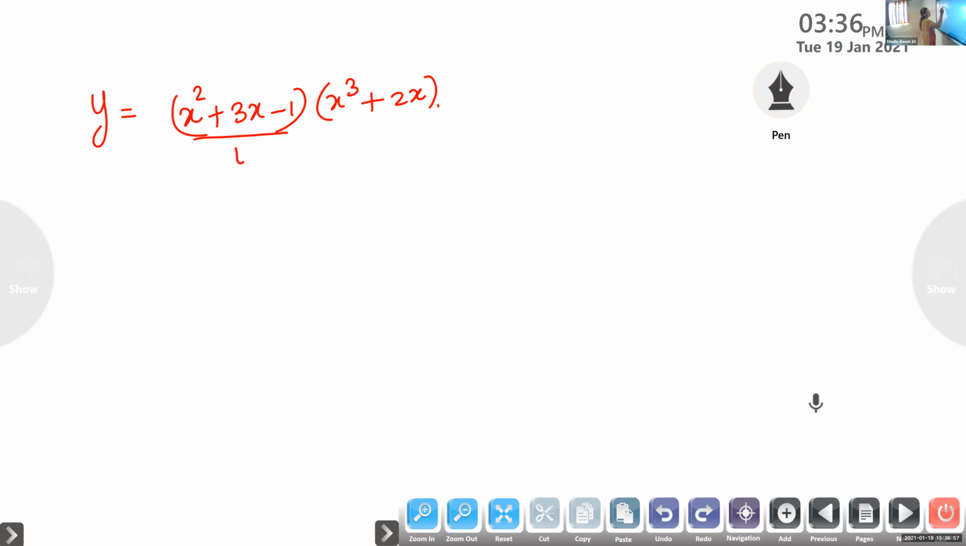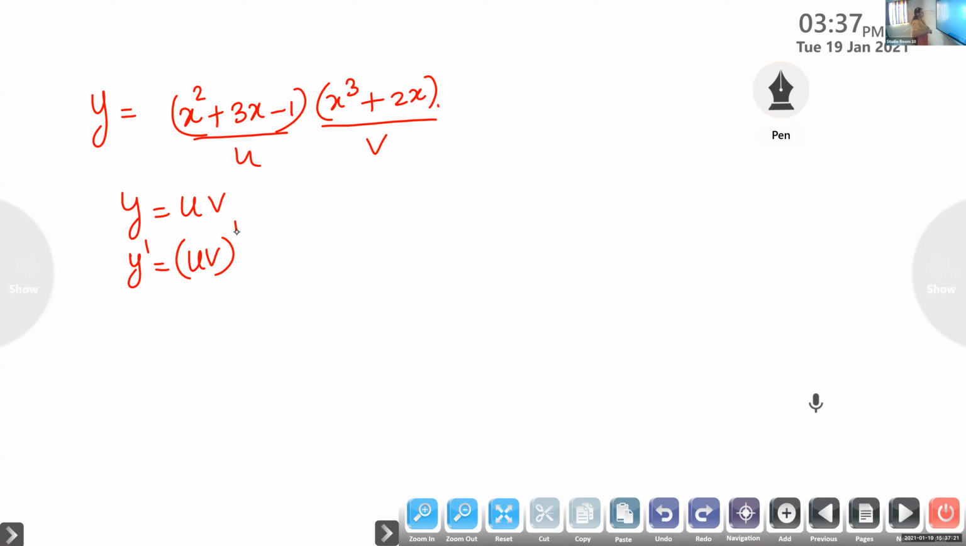Take the first function as u and the second function as v. So y takes the form u into v. y is equal to u into v. So what will be y dash? y dash will be u v the whole dash.